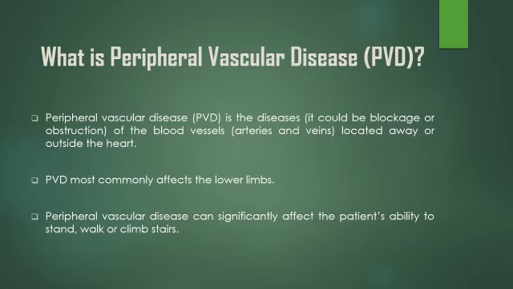What is peripheral vascular disease? Peripheral vascular disease is the disease that could be blockage or obstruction of the blood vessels, that is the arteries or veins, located away or outside the heart. PVD most commonly affects the lower limbs. Peripheral vascular disease can significantly affect the patient's ability to stand, walk, or climb stairs.